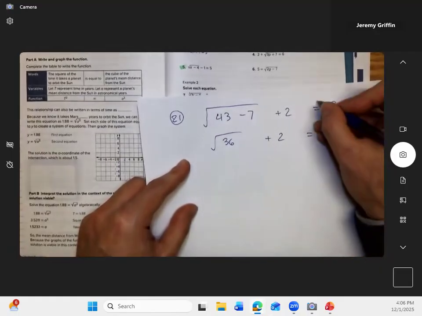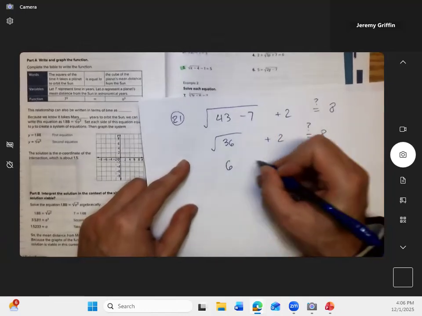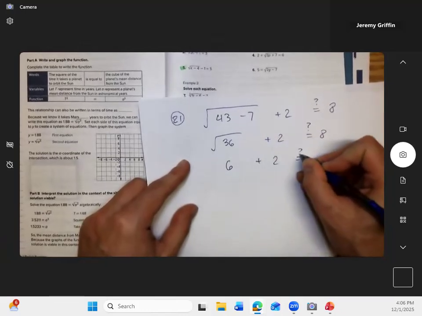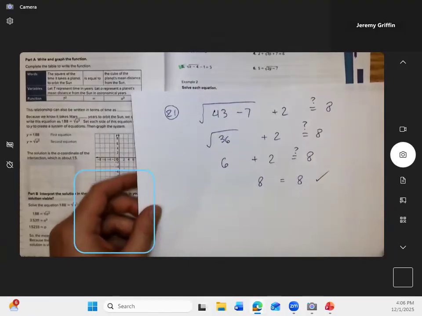Really, this is a question. We're trying to test the statement. Root 36, like 6 plus 2. Is that equal to 8? Oh, yeah, 8 is equal to 8. Bing! Yeah, we're definitely good. Oh, yeah.